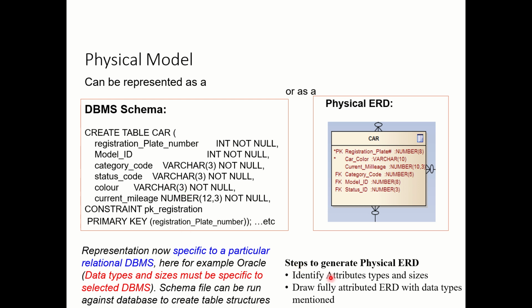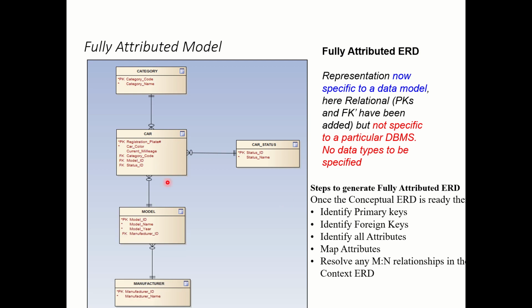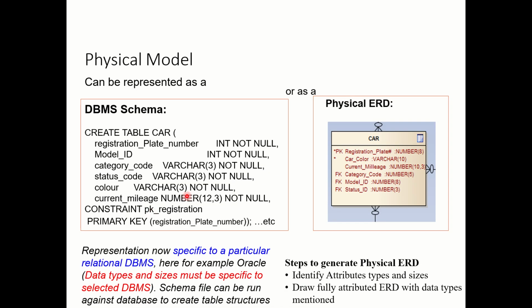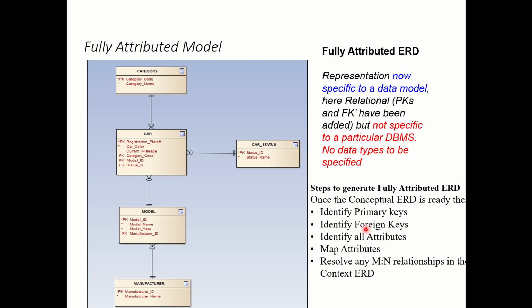Now here, in the physical ERD, you have to identify the attribute types. You have already identified the attributes here. Now you are identifying the attribute type, the data type associated with the attribute, and the size for each one. Then you will come out with a fully attributed ERD with data types. Here you have not mentioned the data types associated with it. In the physical model, you will draw this with the data types associated with it. That is the only difference between your physical ERD and attributed ERD.